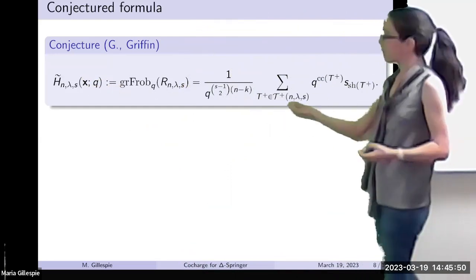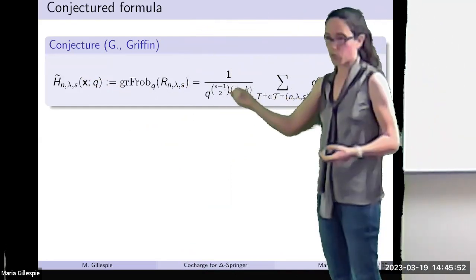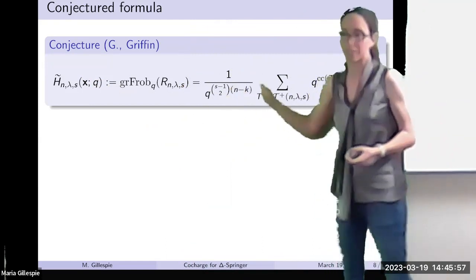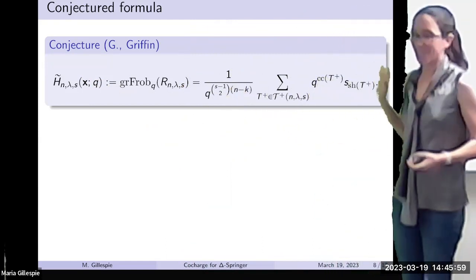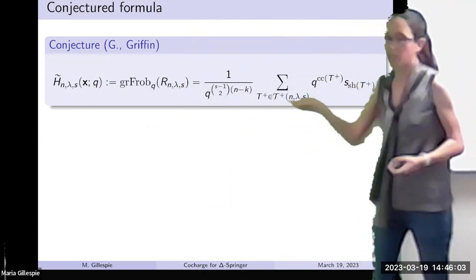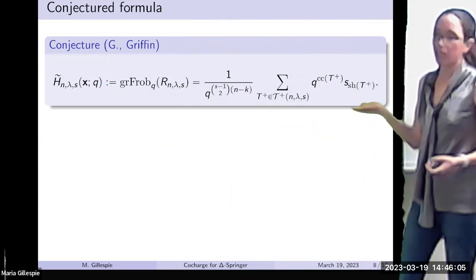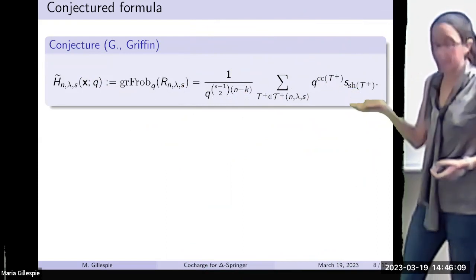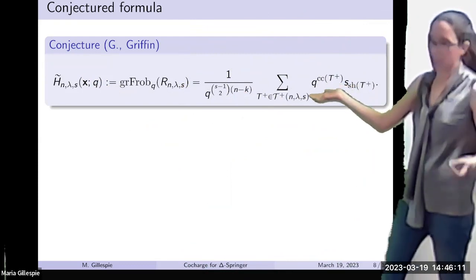And so what is that? Well, it's 1 over q to the, so there's a q power out front. Actually, I'll define that in a bit. What I'm doing is summing over all battery powered tableau T plus of q to the cocharge of T plus times s of shape of T plus. Remember, the shape is the shape of the device, and the cocharge is the total cocharge we just computed.